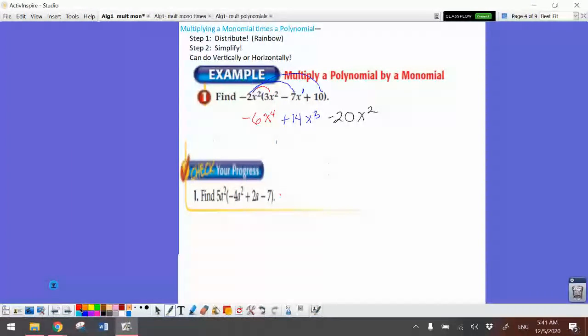Okay, let's see how you did. 5 times -4, that's -20. A 2 and a 2, that's a 4. Next set, 5 times 2, that's 10. There's a 2 and a 1, that's an a cubed. And last but not least, the 5 times a -7, that's -35, and I have an a squared. So hopefully you came up with -20a to the 4th plus 10a cubed minus 35a squared.